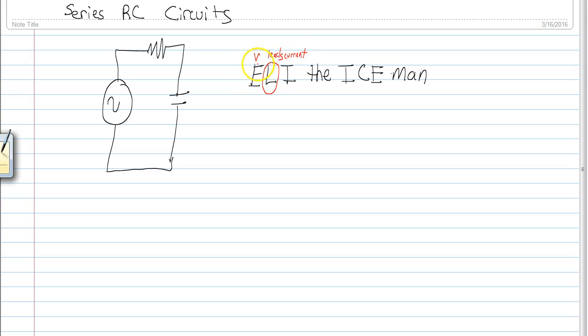Right? Voltage leads current, and then the other type, we have current leads voltage. In other words, I comes before E. That's the way it works. So current leads the voltage, or you can say voltage lags the current. You can say it either way. They both mean the same thing.